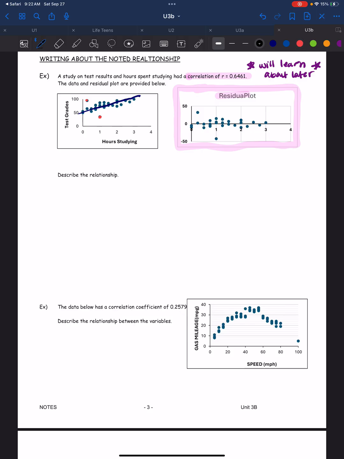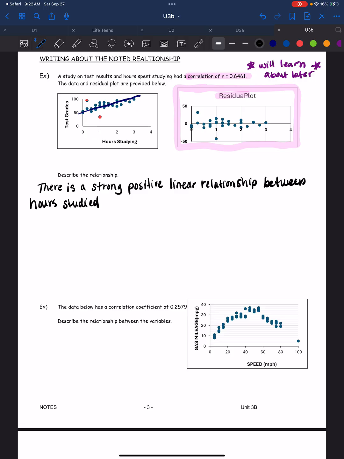So I'm going to say there is a strong, positive, linear relationship between hours studied and test grade.